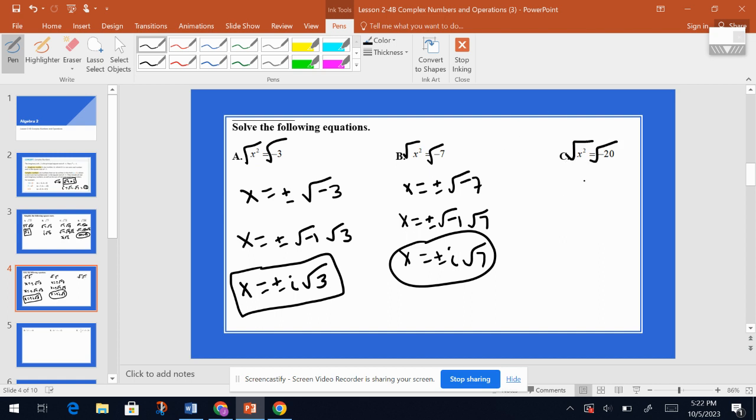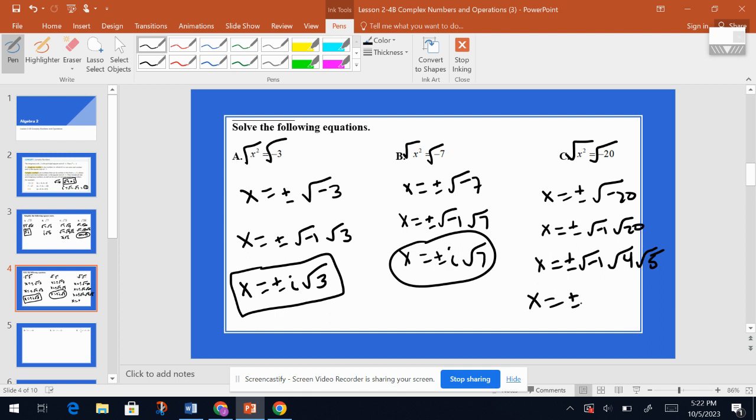Square root both sides. x equals plus or minus square root of -20. So now I'm going to simplify this. I'm going to rewrite it as plus or minus square root of -1, square root of 20. Now I'm just looking at the 20. What perfect square factor can I get from 20? Well, that would be square root of 4, square root of 5. So I would have x is equal to, square root of 4 is plus or minus 2, square root of negative 1 is i. Can't do anything with the square root of 5, so I leave it alone.